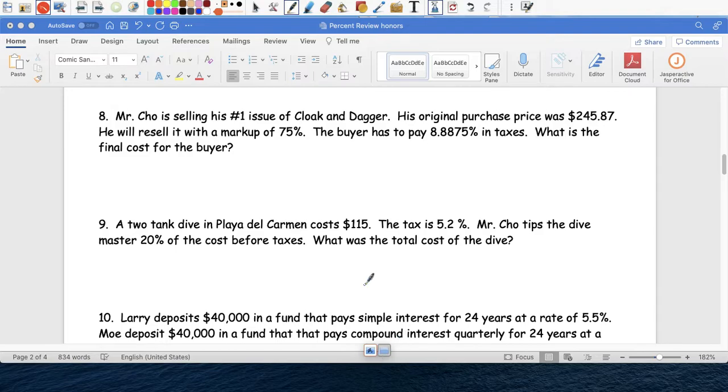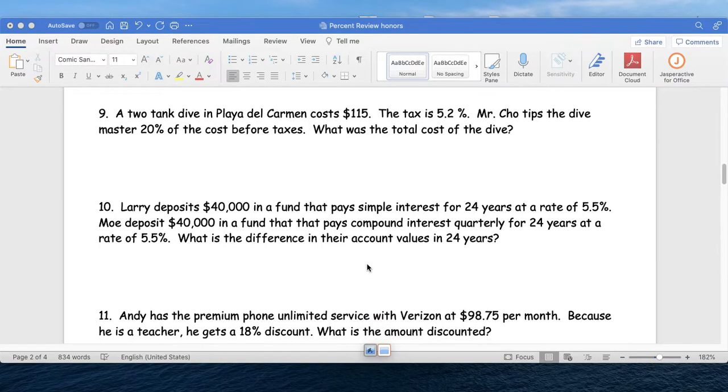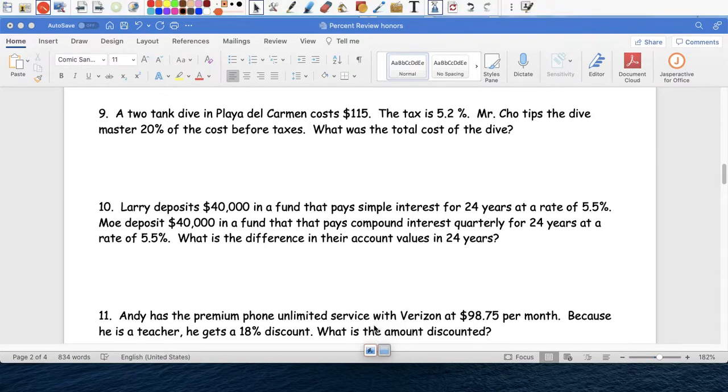Nine. A 2-tank dive, about right. If you ever go diving in your future, it costs about $115. Well, plus equipment, maybe $130. You know, you get the snorkel, the vest, the regulator, you know, etc. The fins.